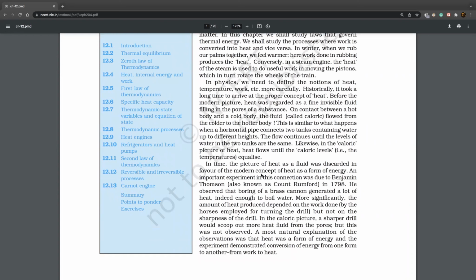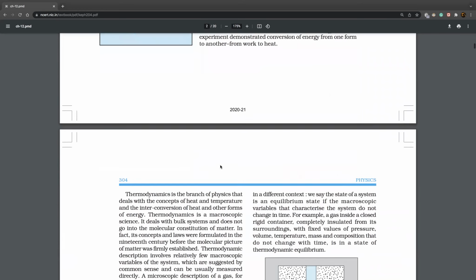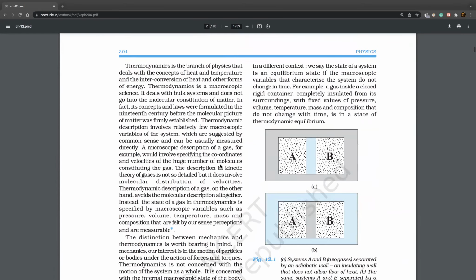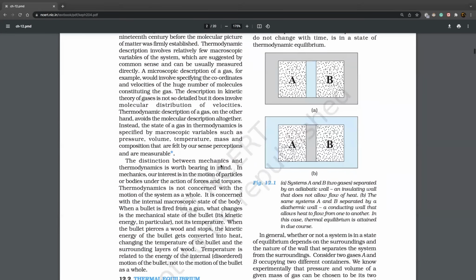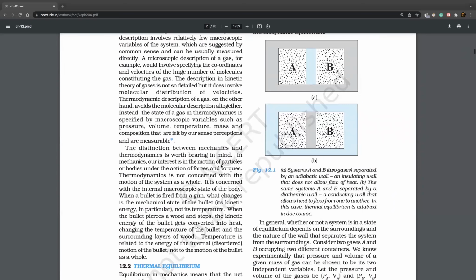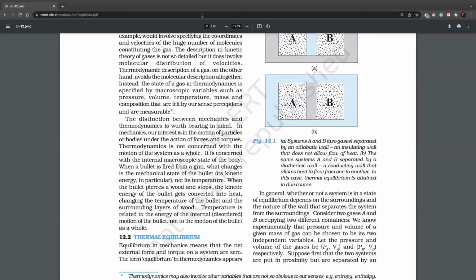So I think we can go to the first topic of this chapter, which I believe is thermal equilibrium, if I'm not mistaken. Yes. So what is thermal equilibrium? I'm not sure if you have done equilibrium in chemistry, but when you hear the word equilibrium, what comes to mind? Anyone?